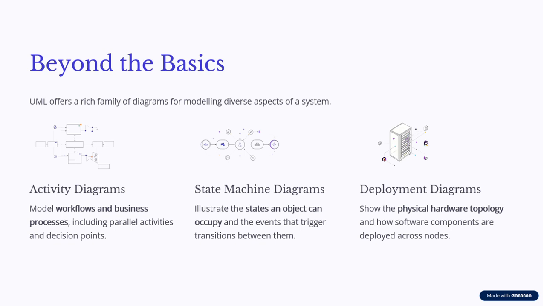Beyond the basics, UML offers a rich family of diagrams for modeling diverse aspects of a system. So the first one is the activity diagram. This models workflows and business processes, including parallel activities and decision points. The second one is the state machine diagram. This illustrates the states an object can occupy and the events that trigger transitions between them. The third one is the deployment diagram. It shows the physical hardware topology and how software components are deployed across nodes.